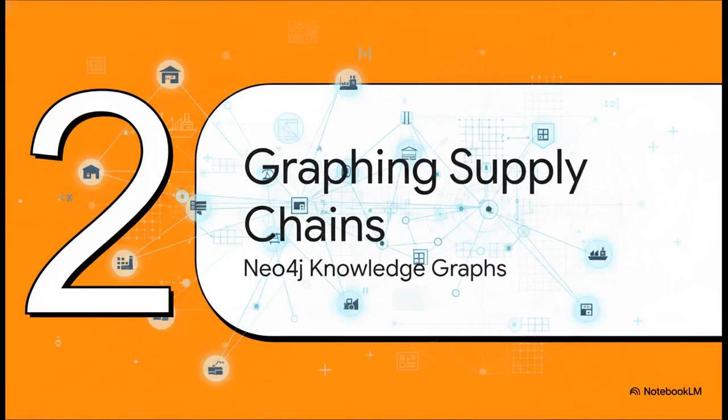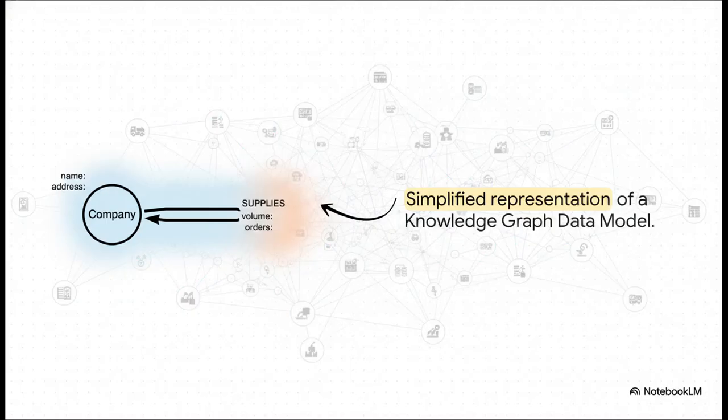Moving on to Section 2, graphing the supply chain. Okay, let's dive into this. To move from the physical reality of a supply chain into a purely mathematical model, we construct a homogeneous knowledge graph. We use a single company node type, which can represent a supplier, a buyer, or both. The relationship connecting these nodes is simply labeled supplies. And this relationship captures absolutely crucial semantic information because it holds properties for both the dollar volume of the trade and the total count of orders.